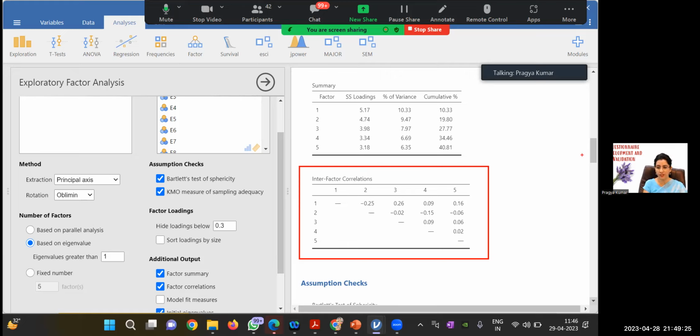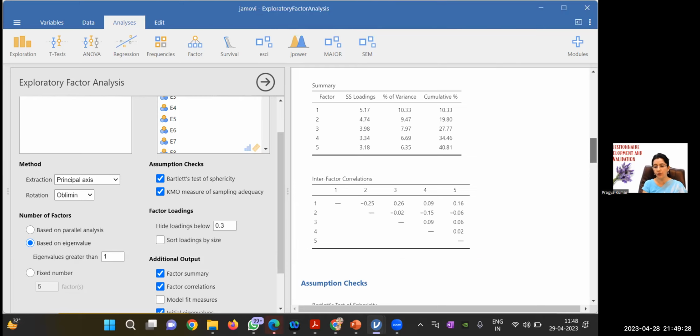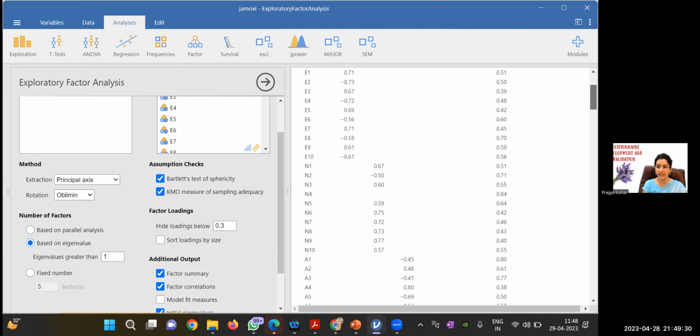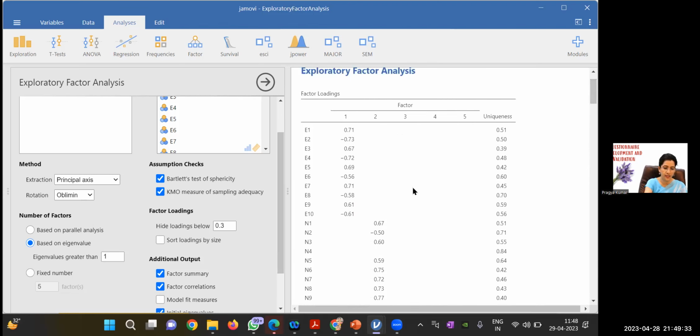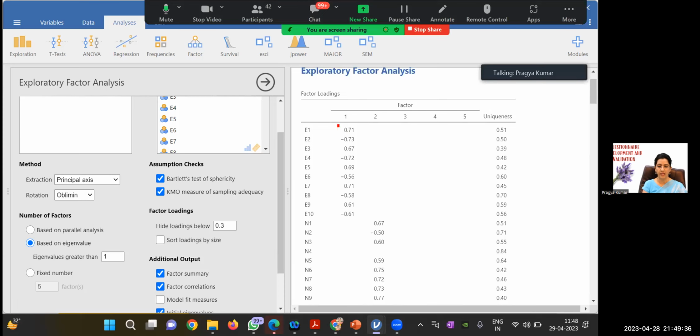Now, what is convergent validity? How do you check for that? You take any individual factor. So let's say you take factor 1, and you see how many items are getting loaded on this factor. So basically it is 1, 2, 3, 10 items are getting loaded on factor 1. So you have to take a mean of all these 10 values, removing the minus sign.